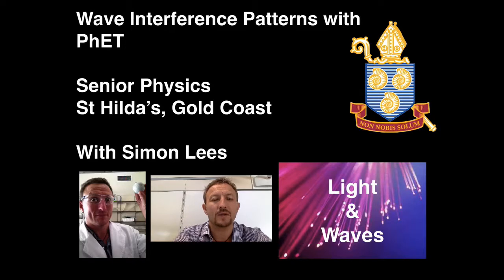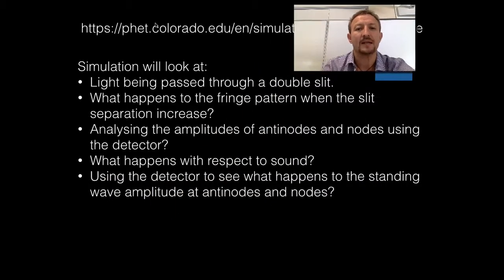In this video we're going to look at wave interference patterns, using the PhET simulation. Basically, we're going to look at the following things. We'll look at how light is passed through a double slit and the fringe patterns that are produced. Then we'll look at what happens when we increase the slit separation to that fringe pattern. We're going to analyse the amplitudes of antinodes and nodes to show what's happening with respect to constructive and destructive superposition.